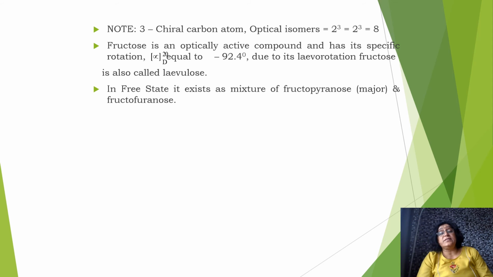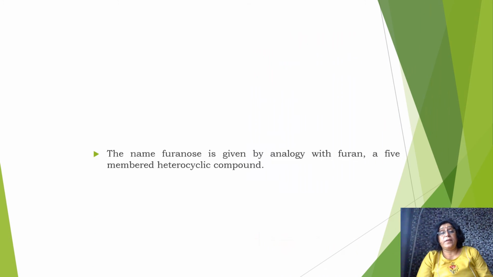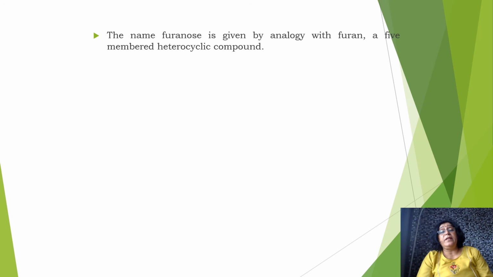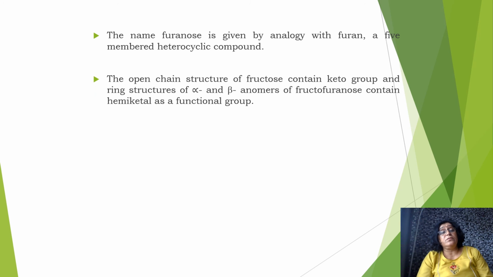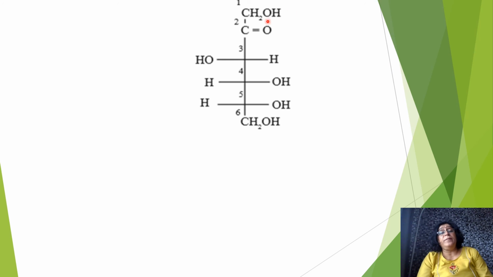In the free state, it exists as a mixture of fructopyranose and fructofuranose. In the combined state, fructose is found in the form of the fructofuranose ring structure. The name furanose is given by analogy with furan, a 5-membered heterocyclic compound. So the open chain structure of fructose contains a ketonic group. The ring structure of alpha and beta anomers of fructofuranose contains hemiketal as a functional group. So let's see here how the hemiketal is formed.